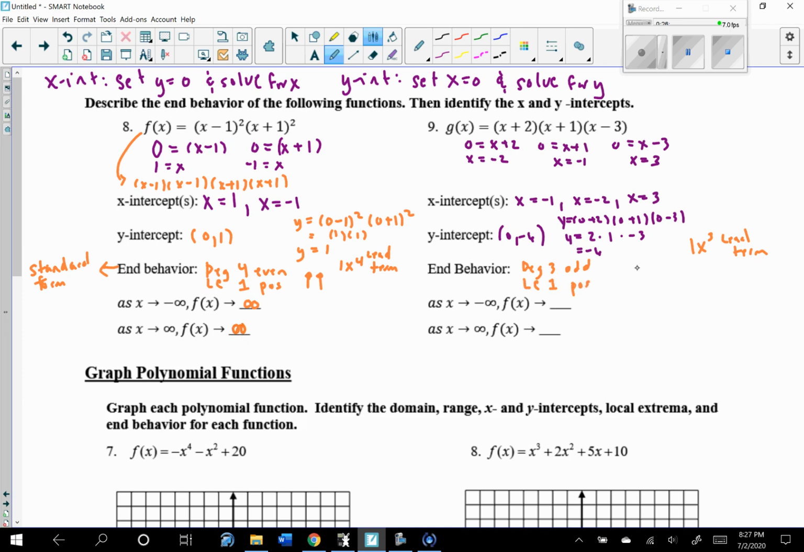So that means if it's odd positive, think about your small solid positive. The right end goes up, left end goes down. Think about y equals x. So as x approaches negative infinity, your y values go towards negative infinity. And as x approaches positive infinity, your y values go towards positive infinity.